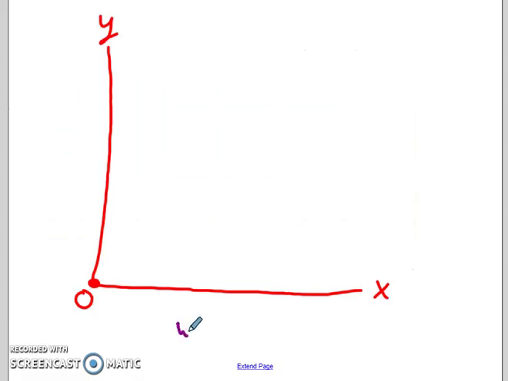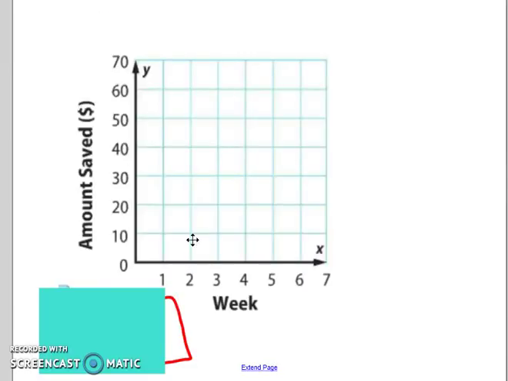So we're just going to make sure we label our independent and our dependent variable. You would write money saved right here. There's going to be one more thing we need, but we'll wait just a minute until we get there. All right, so here we have our graph.